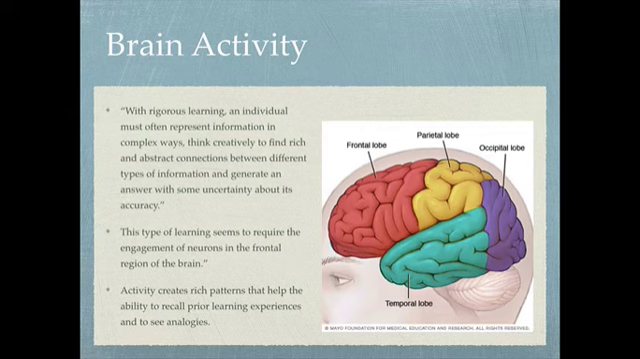Rigorous learning tends to include or often require the representation of information in complicated or complex ways, thinking creatively, being able to find rich connections between different types of information, and usually generating an answer that is not quite clear. There's not only one answer. So what happens when students are asked to do this type of learning is that the frontal region of the brain is activated, and researchers see a lot of activity in this area of the brain.